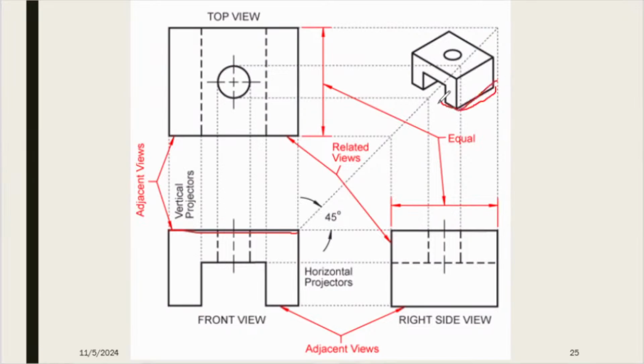These are two views connected next to each other. And here this is also an adjacent view, meaning this one and this one. These lengths are equal because they show the same length, and these two are named as related views. The top view and the right side view are called related views. The other two we call adjacent views. So this is an explanation.